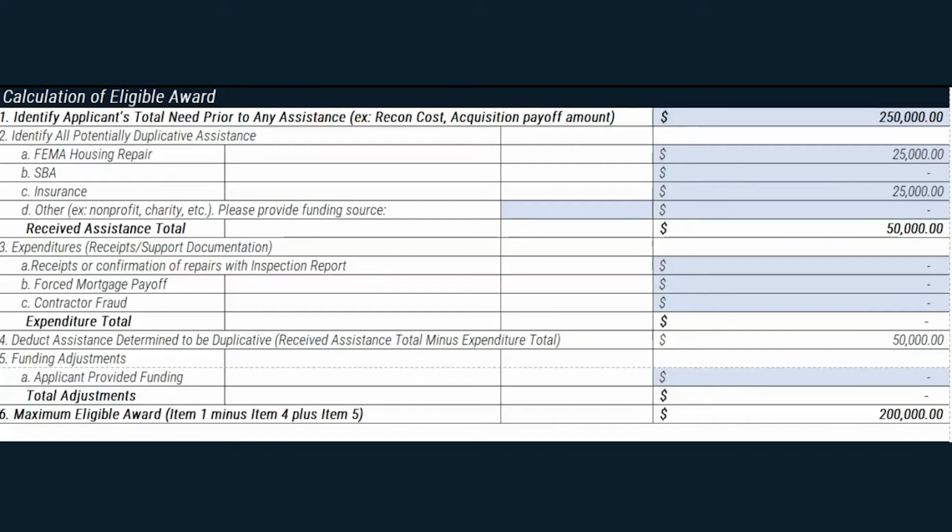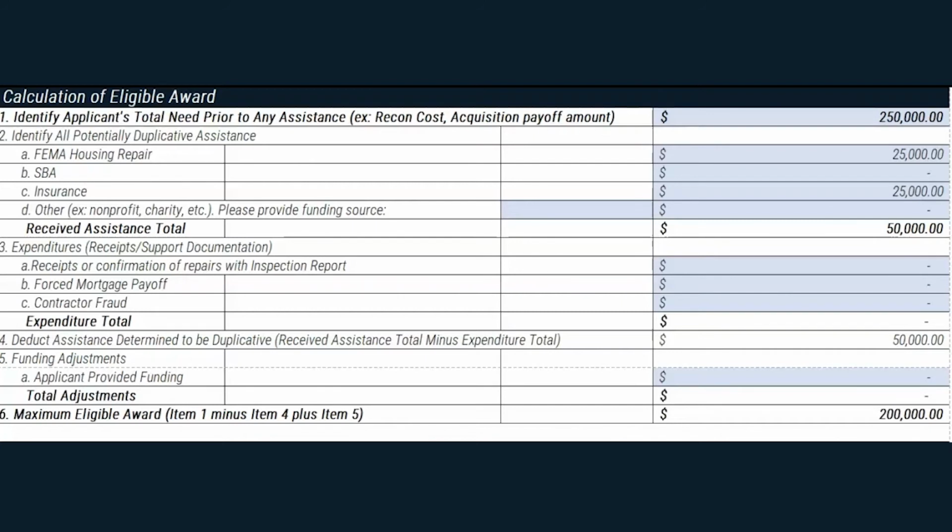Next, the applicant should input all expenditures on the property for disaster recovery related to the assistance received. For example, our applicant received $25,000 from FEMA and $25,000 from insurance to make repairs to the damages. Therefore, they will demonstrate in the expenditures in number 3 that they used the $50,000 to make repairs on the home for the intended purpose of the assistance.